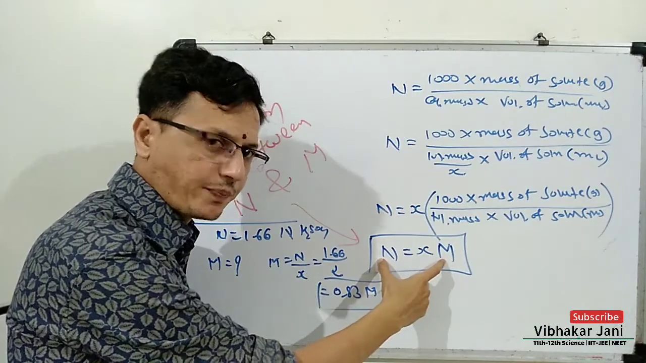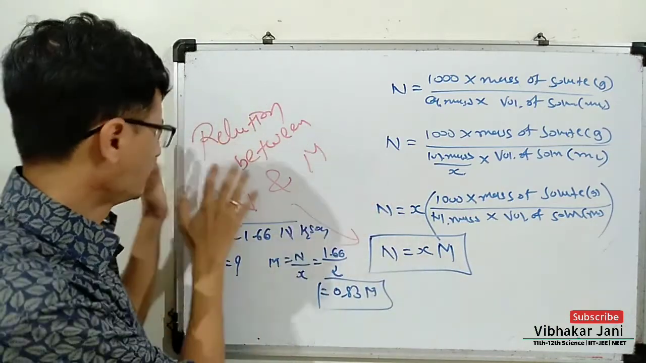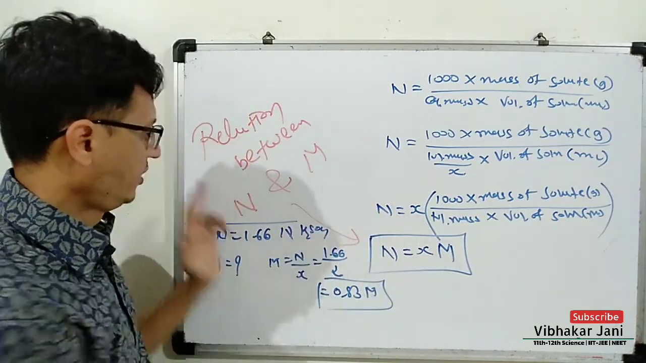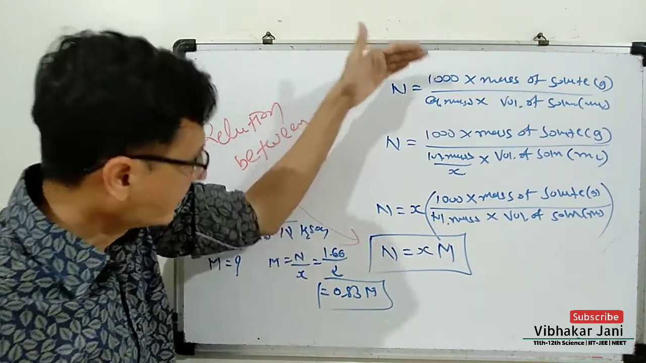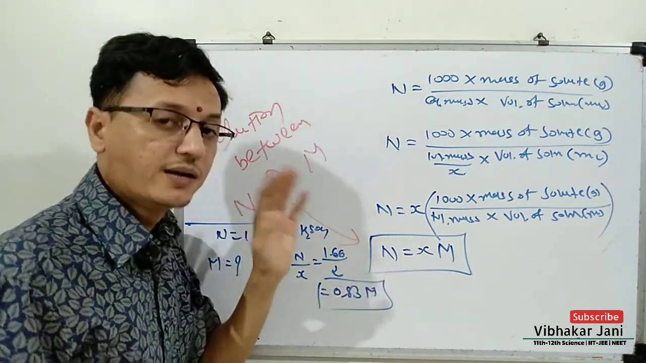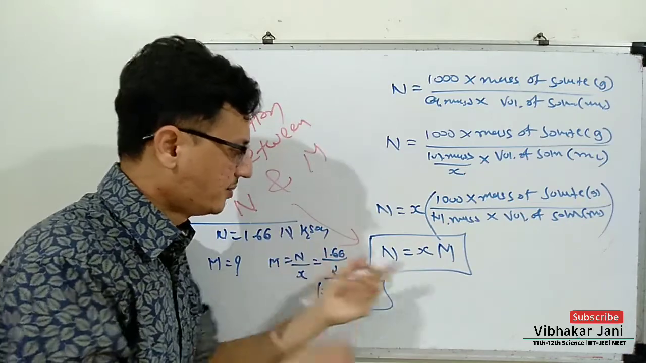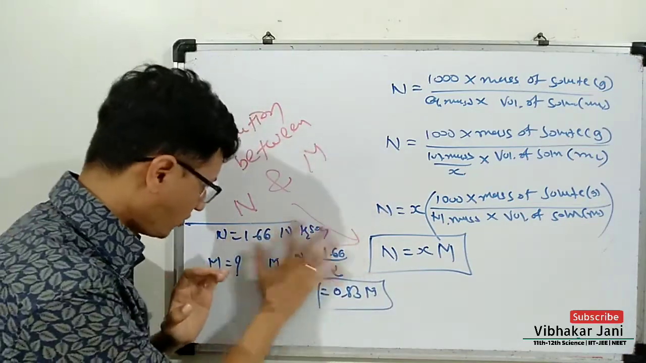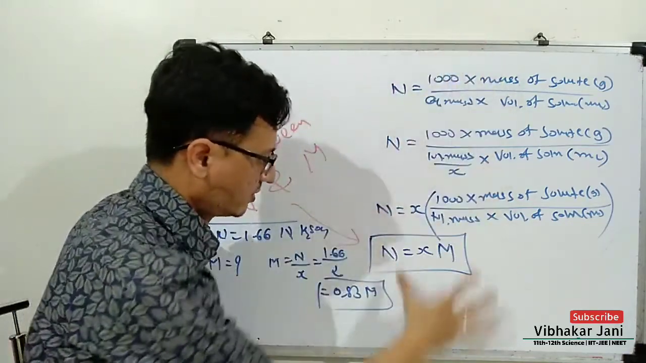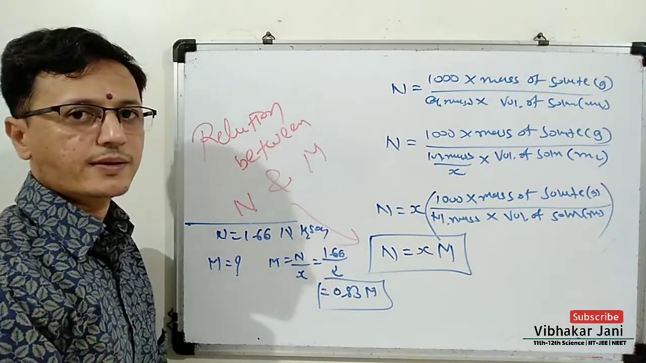So just write down this, make a title, relation between normality and molarity, then derive this formula, and we will take one or two examples about this also. There is no need to write this, only write down these formulas. Okay.